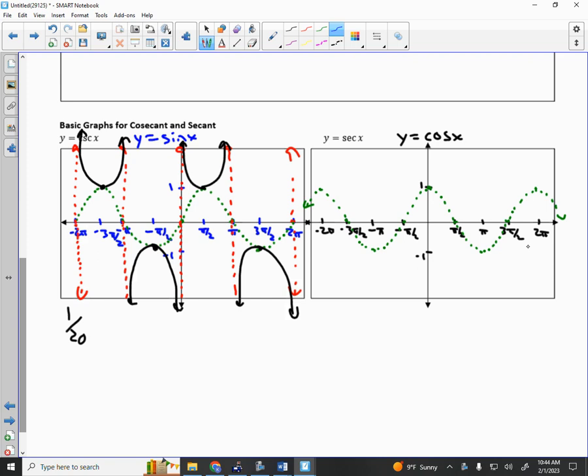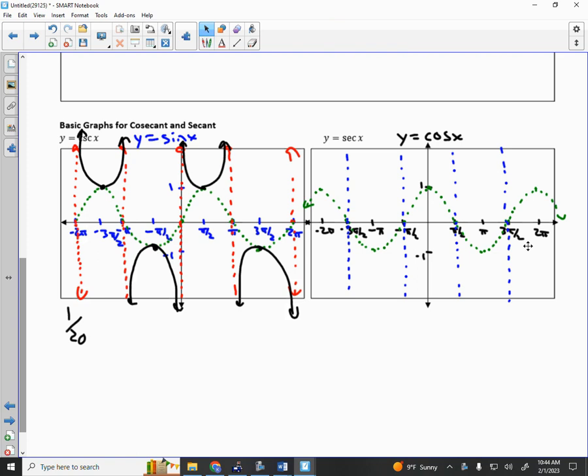Okay, awesome. We've got this. So then, what do I do next, do you think? Vertical asymptotes wherever it crosses over that spot. And I draw these U-shapes at the maximums and minimums.